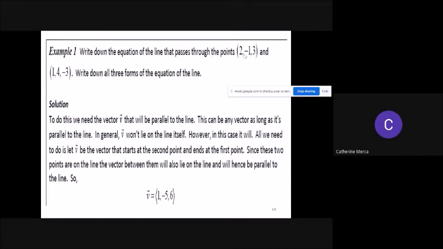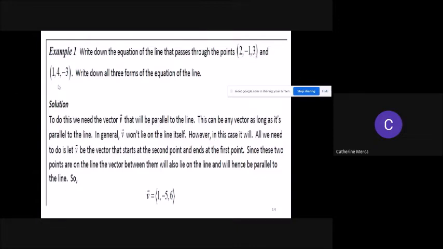Now, because this is on the line, we can make a vector on the line which is (2, -1, 3). So it is not just parallel; it will actually pass through these points. This can be any vector as long as it's parallel to the line. In general, it will not lie in the line, but it is possible for it to lie in the line. If you make use of these two points, it will actually lie in the line. However, in this case, it will. So all we need to do is to compute for this vector.